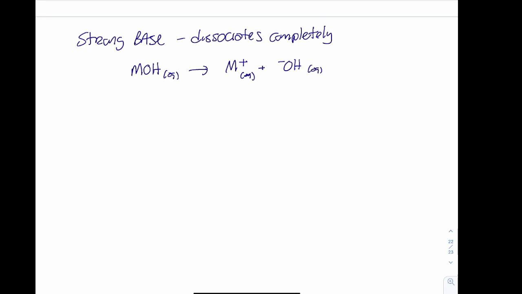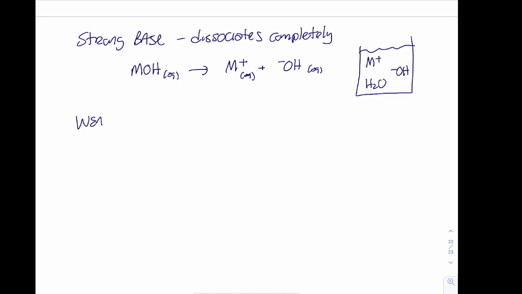Note I am drawing an arrow just in one direction. So again, these are not reversible. We are not going to establish equilibrium. I'm not going to have an equilibrium constant that defines the strength of a strong base, right? They're completely dissociated. If I was to draw a beaker, I would have my cation, my hydroxide ions, and then some water in there. I'm not going to have any of my associated ions. They're all dissociated.